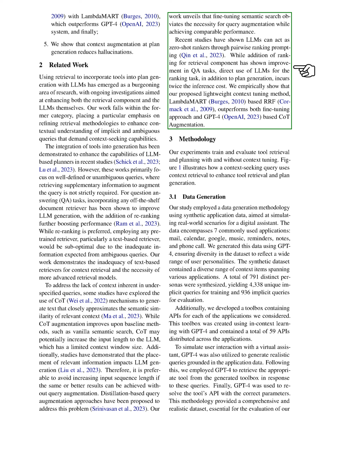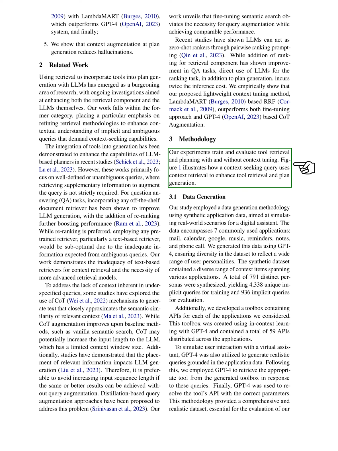Recent studies have shown that LLMs can act as zero-shot rankers through pairwise ranking prompting. While adding ranking for the retrieval component has shown improvement in question-answering tasks, using LLMs for both the ranking task and plan generation doubles the inference cost. We show that our proposed lightweight context tuning method, LambdaMART-based RRF, outperforms both the fine-tuning approach and GPT-4-based COT augmentation.